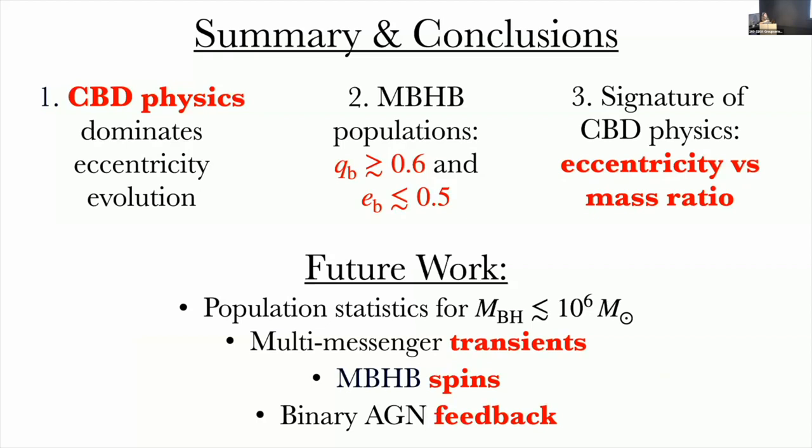And I'm also currently looking into multi-messenger transients, so accretion signatures. I'm very excited about spins. How does a second-body disk affect spins? We don't know. And obviously binary AGN feedback.